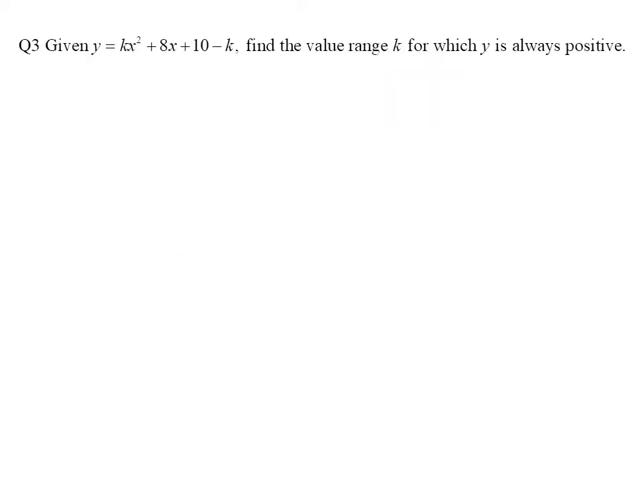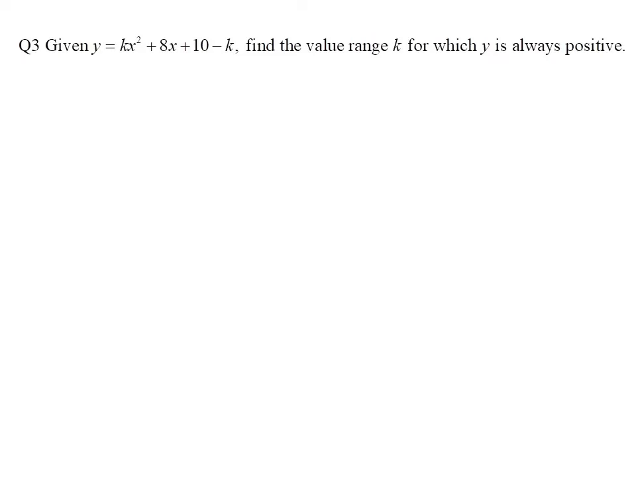Example 3 shows a quadratic function with a parameter k, given the criterion that the range of this function stays positive. It asks us for the value range of the parameter k. As we know, if the quadratic coefficient is positive, the graph is upright and has a minimum turning point. On the contrary, if the quadratic coefficient is negative, the graph is inverted and it has a maximum turning point.